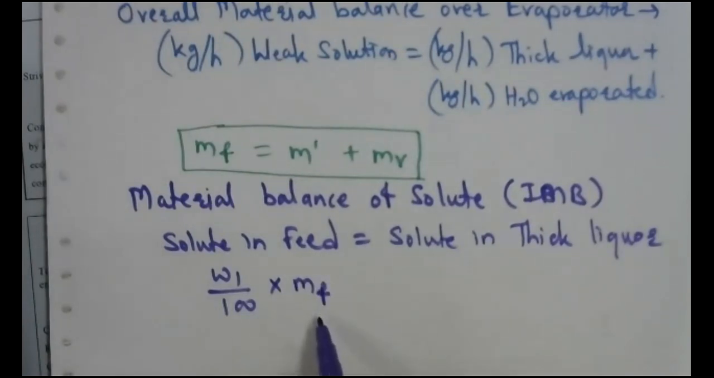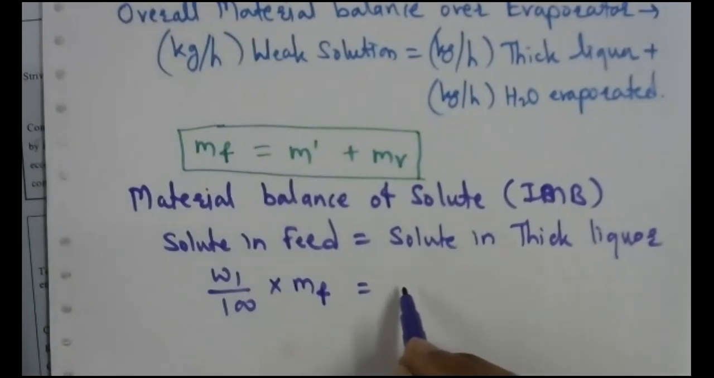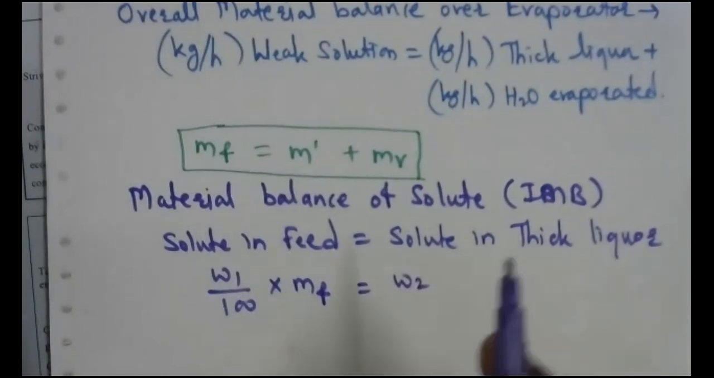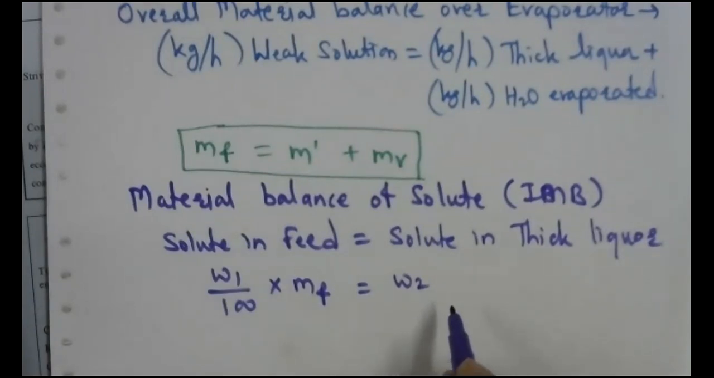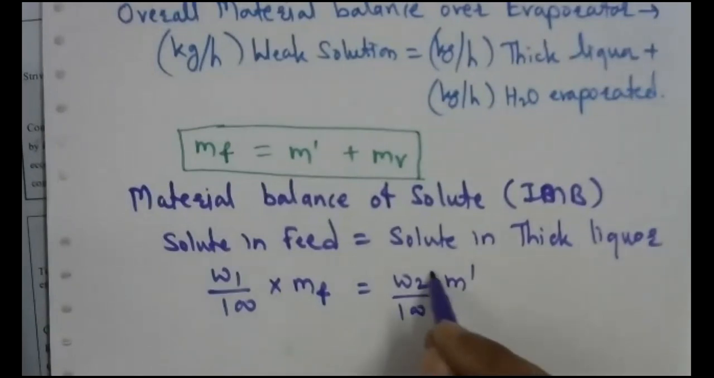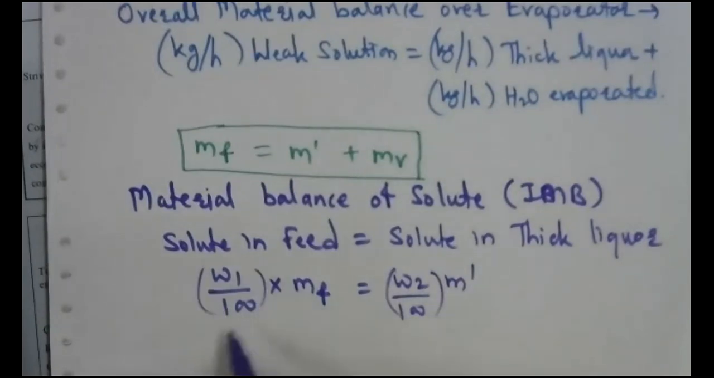So whatever the MF is there, of that W1% is equal to the W2, because this W2% is solid present in the thick liquor, that is on the right hand side, or output. So W2 divided by 100 of M dash, the thick liquor. So this is W1%, this is W2% of MF and M dash respectively.